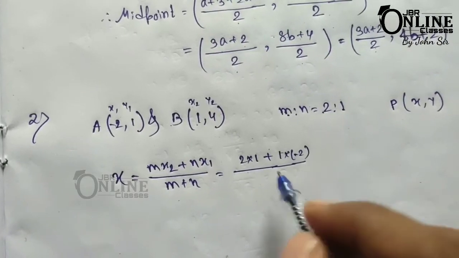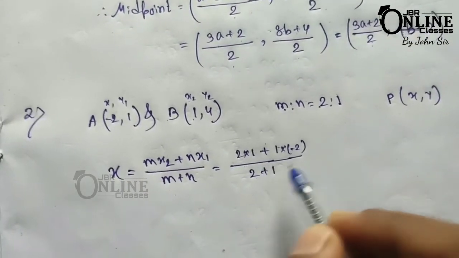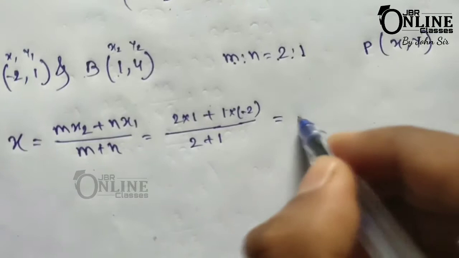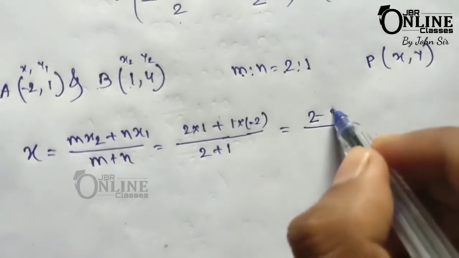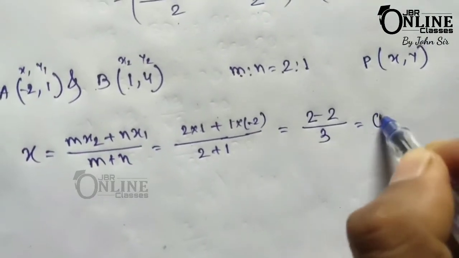Now divided by m plus n, that means 2 plus 1. So that equals (2 plus 2 into 1) 2, here also minus 2 into 1, minus 2, divided by 3, so that equals 0.